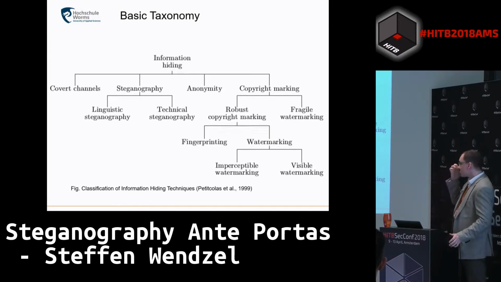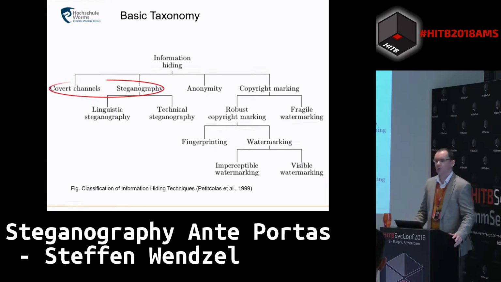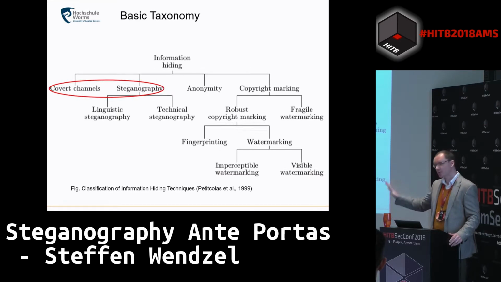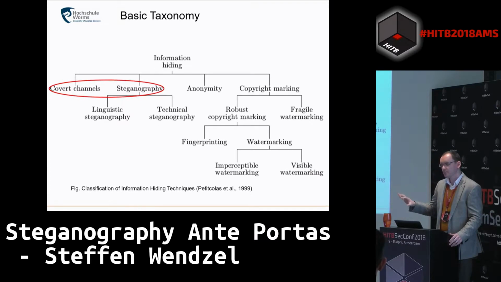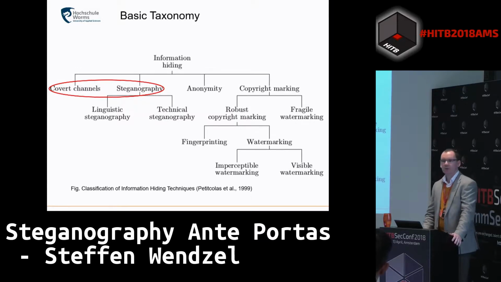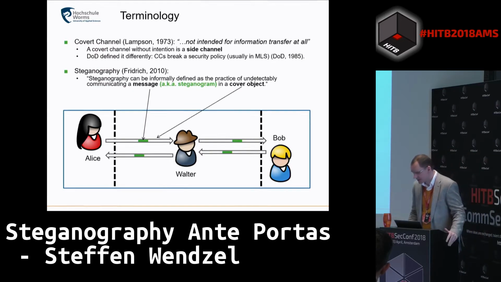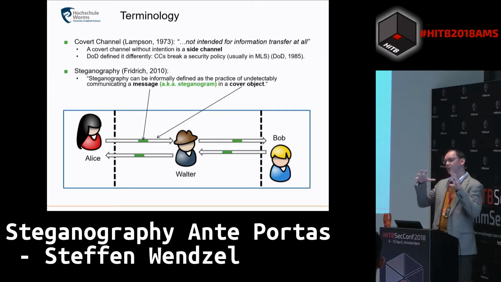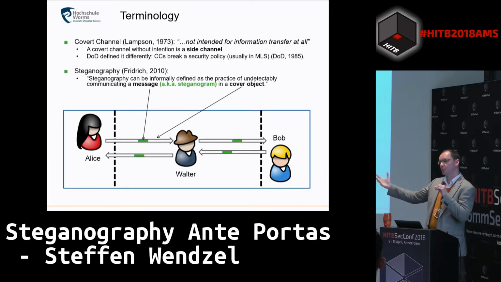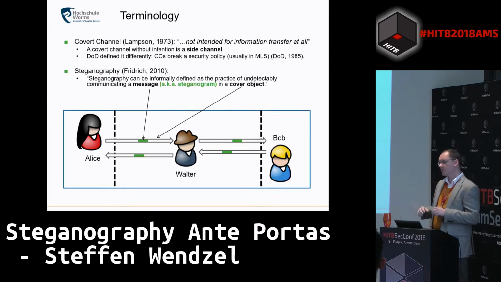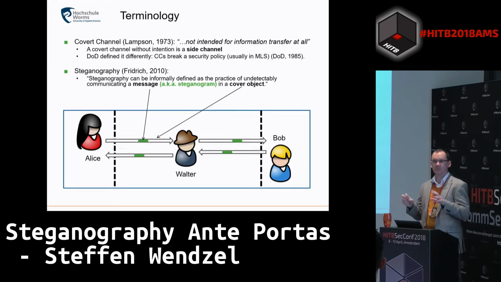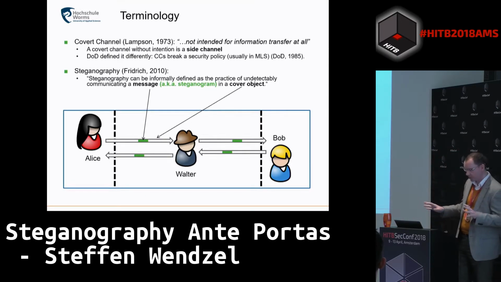When we look at the basic taxonomy, I will speak about steganography and covert channels. There are also other domains like anonymity research and watermarking, but I won't focus on them. I will focus on covert channels and steganography. But what's the difference between these two? Well, a covert channel, actually the term is already also from the early 70s, means that we have some kind of a communication channel that is not intended to be there and used for communication purposes. The early covert channels were found on operating systems and were not used in the network scenario.